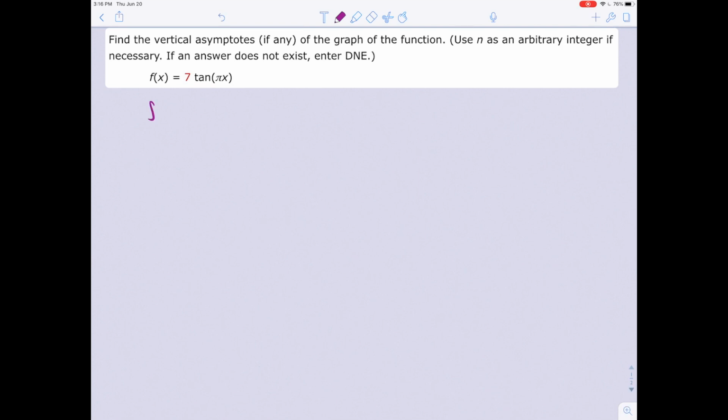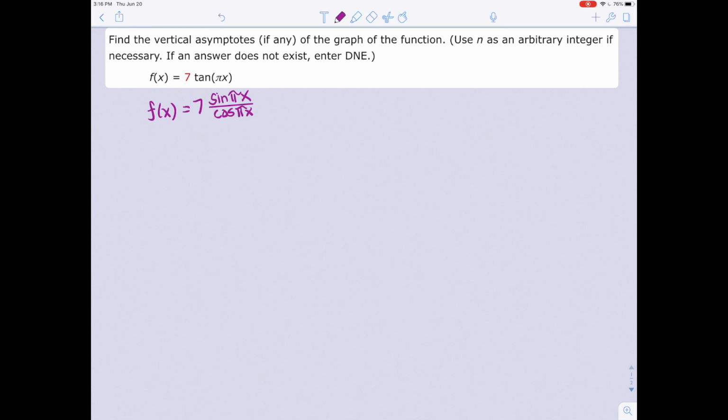So we could look at f of x equals 7 tangent of pi x, as f of x equals 7 times sine of pi x divided by cosine of pi x, using one of the quotient identities. Cool.